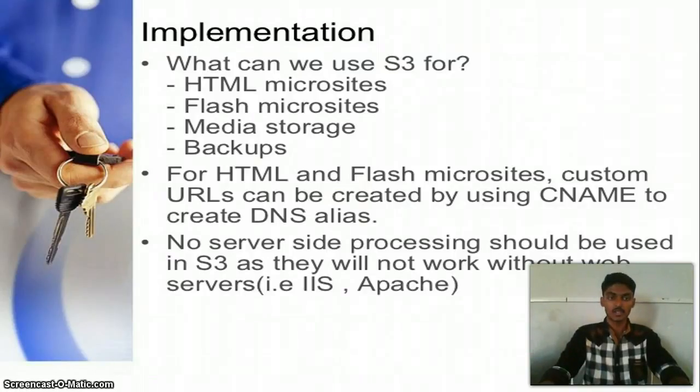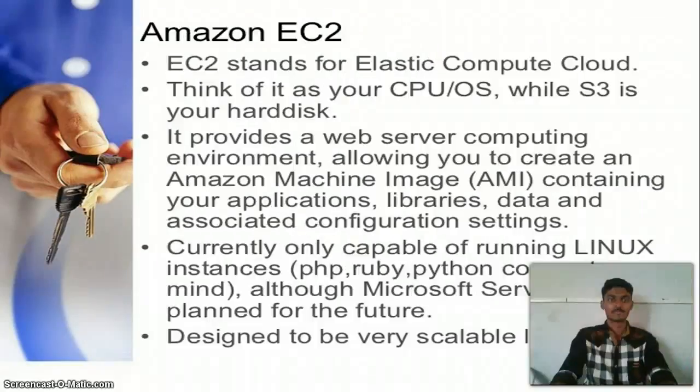Next one is for HTML and Flash microsites. Custom URLs can be created by using CNAME to create a DNS alias. No server-side processing should be used in S3 as it will not work without web servers.